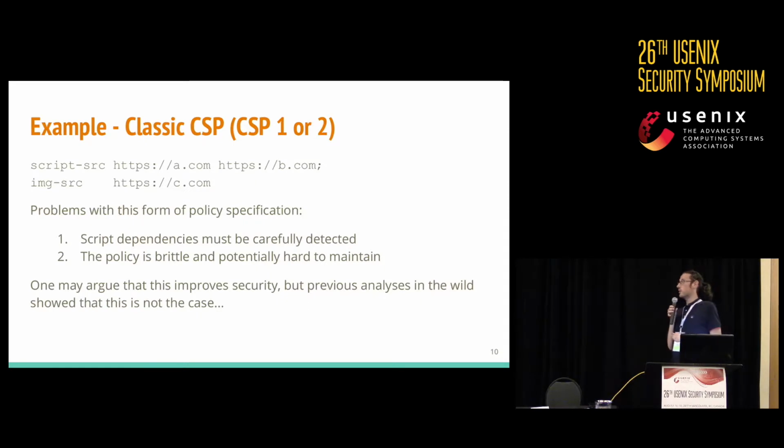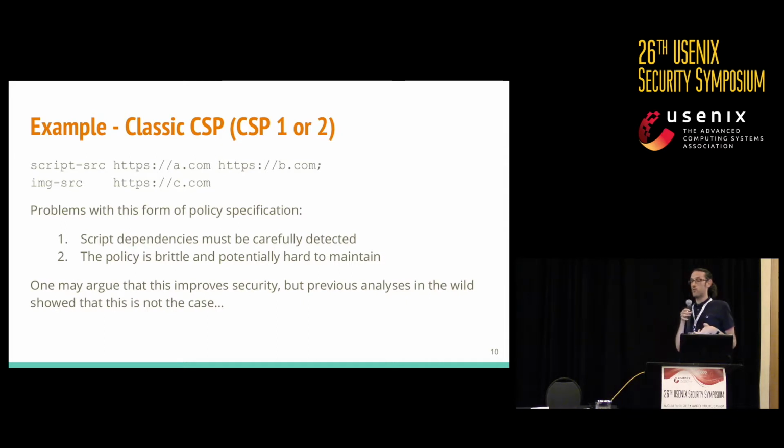Let's start by discussing the traditional approach, which is the one you can use with CSP 1 or CSP level 2. The core idea in this approach is that one has to whitelist exactly in the page policy all the dependencies of the scripts which are loaded inside the page. So since in this particular example we have to load one script from a.com, and this script has to load another script from b.com and an image from c.com, I have to include all this stuff into my policy, as you can see in this slide.